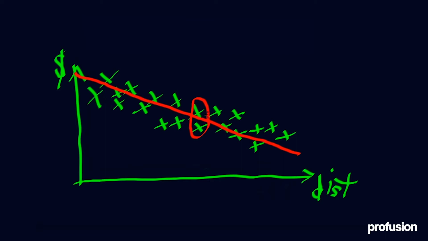And so if you were going to make a prediction about some new house also in this area, you would predict it to be essentially here. So this is a predicted value, it's not a real value. This is the red cross.